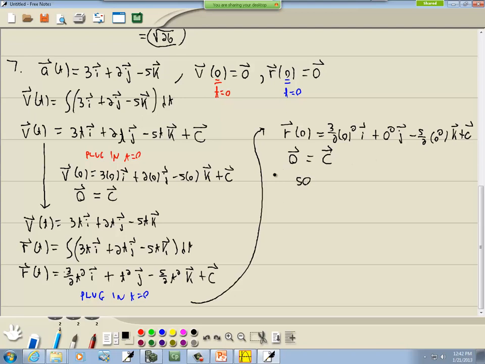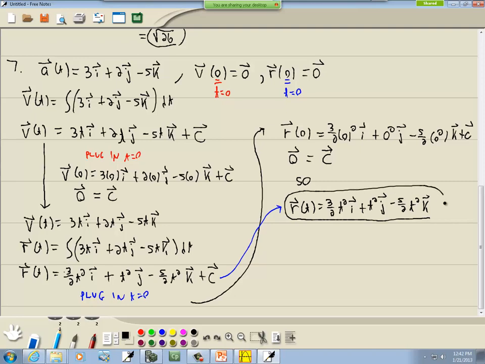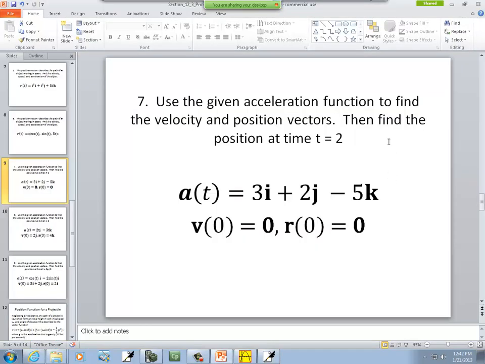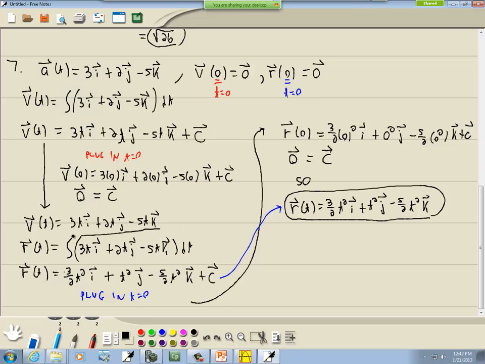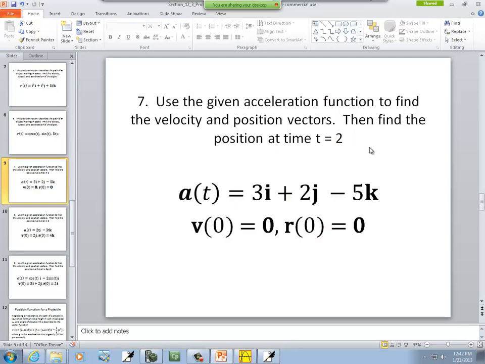So this one right here now gives us r is equal to 3/2 t squared i plus t squared j minus 5/2 t squared k. And that's our position vector. What are they asking for? Find the velocity right here, the position vector, and then they say find the position at time t equals 2.